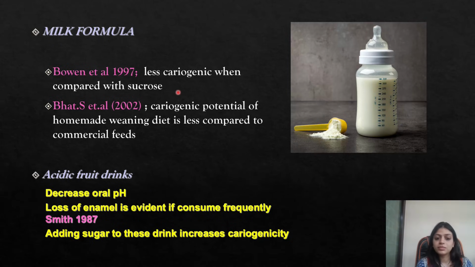Formula milk, same thing, is less cariogenic when compared with sucrose. Cariogenic potential of homemade weaning diet is less compared to commercially available foods. And acidic fruit drinks decrease oral pH, and therefore they are more cariogenic.